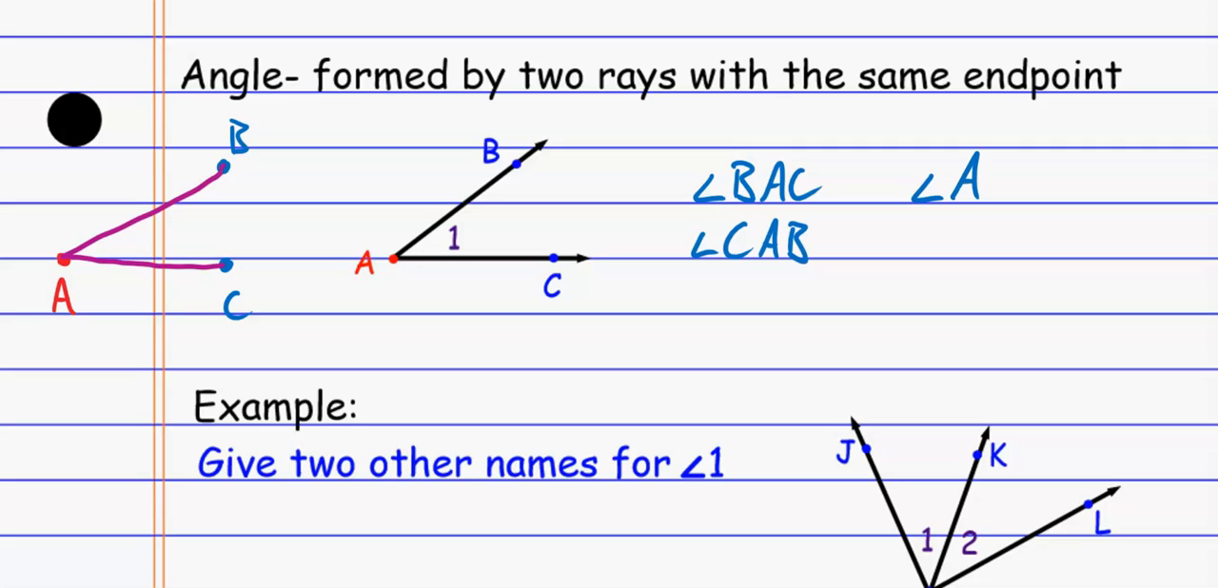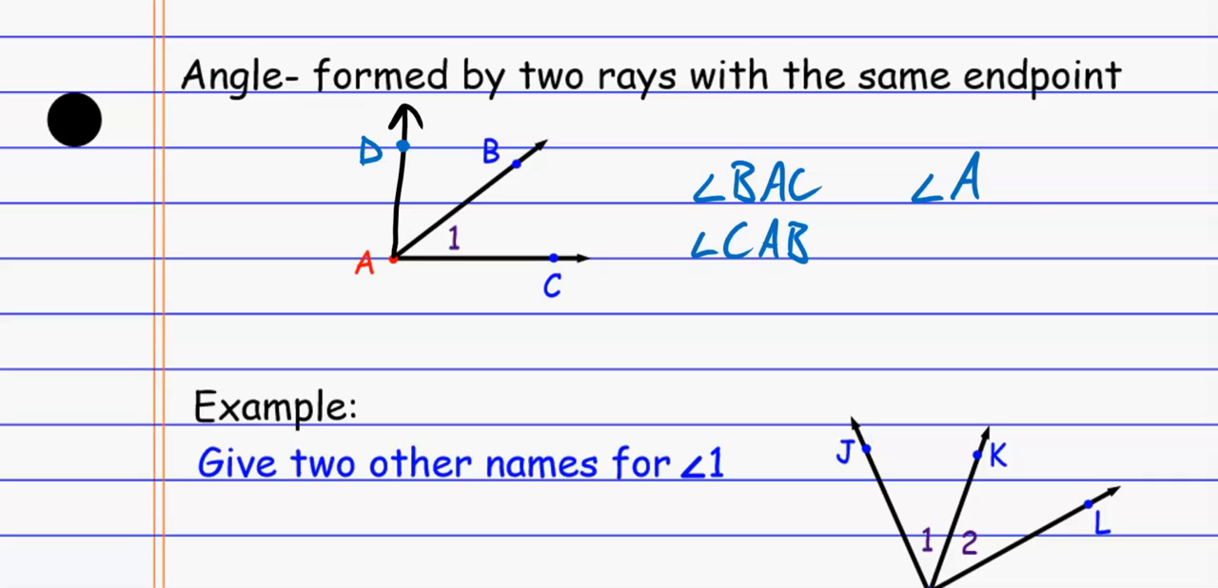Now, here's the thing. If I were to add a little bit to this picture, all of a sudden that becomes unacceptable. Watch this. If I were to draw another one, and let's call it D. That's a terrible looking D. I can do better than that. Okay, so if I called that D, now angle A would not be an acceptable name anymore because there's a bunch of angles that start at A.